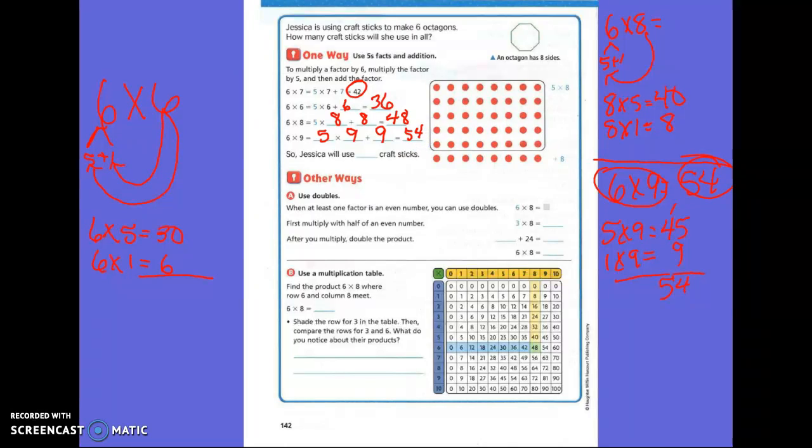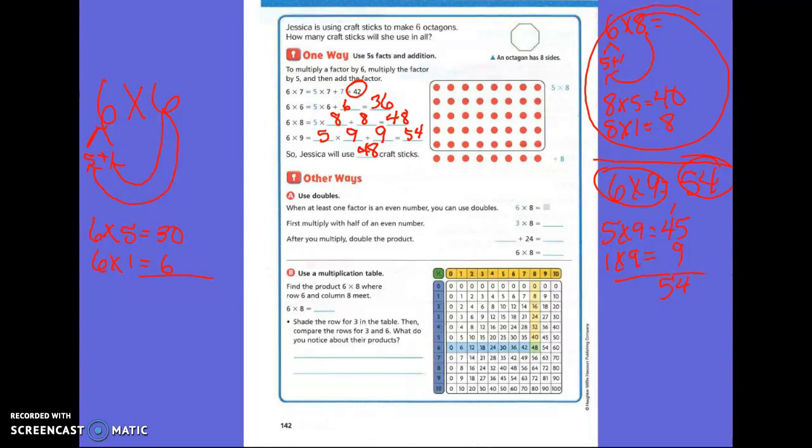So, Jessica, going back to our problem, she was doing 6 octagons. So that means 6 eighths, which 6 times 8 was what did we say? 48. Okay.